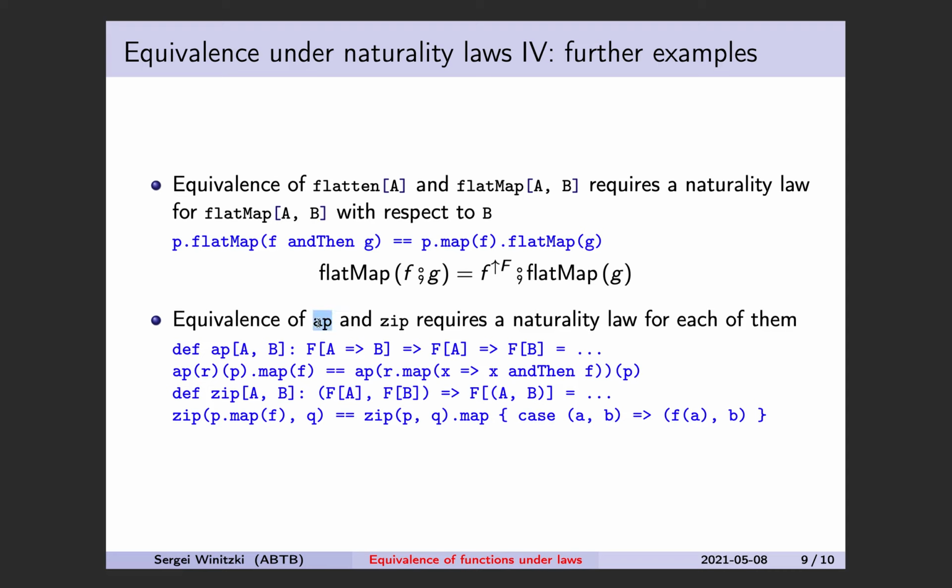Another example is equivalence of app and zip. So these are applicative methods. Both of them have two type parameters. So their equivalence requires a naturality law for each one. So there's a naturality law for app that is required, and there's a naturality law for zip that is required. So this is zip with respect to parameter a. The first one you transform, and then the same result should be when you transform this one. And for app, it is the type parameter b that is being changed here, because you're doing a .map on the result of app, which has type f of b. So then it's a function f of type b to c.